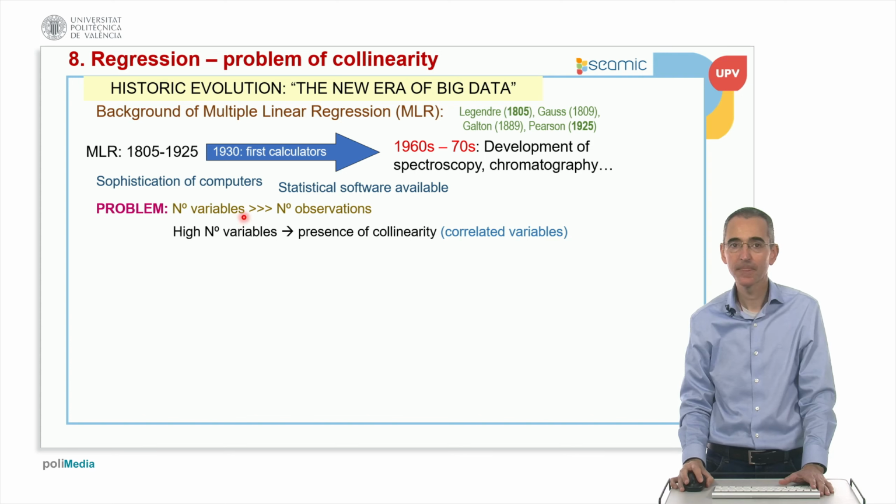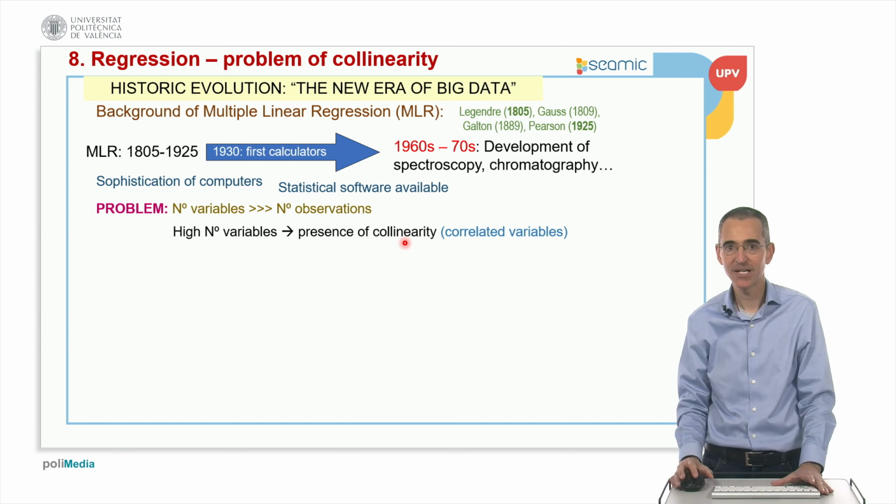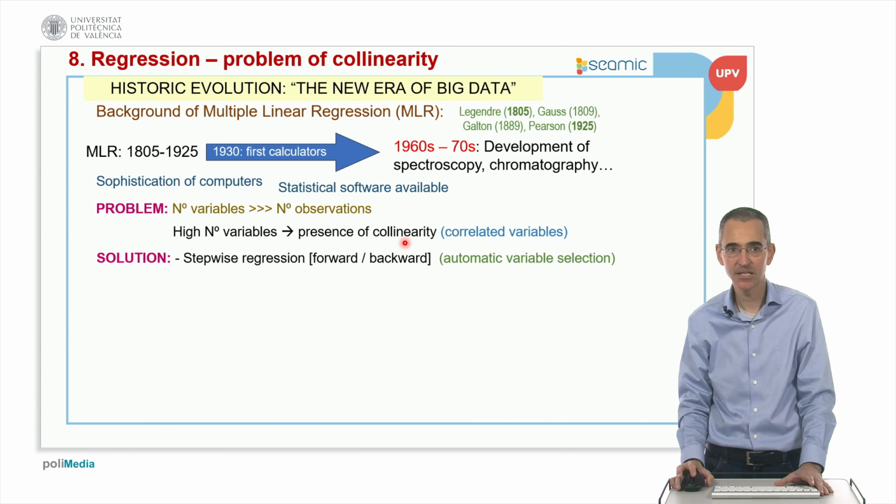So the number of variables is much higher than the number of observations. In this case, we cannot apply multiple linear regression. One condition is that the number of variables has to be less than the number of observations. Also, when we have a high number of variables, it's quite common to have collinearity. It's quite likely that we have structures or groups of variables with a high correlation.